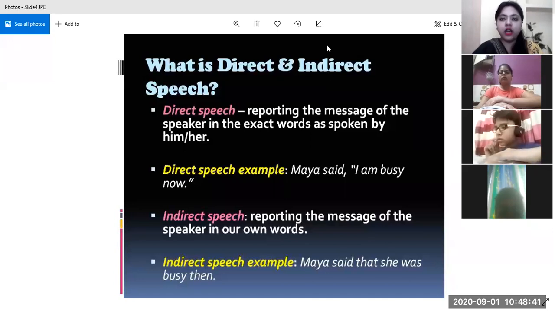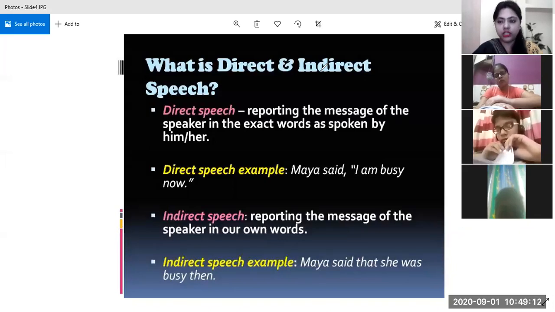Whenever you are asked to transform the sentence, this is the major portion of your question, which is asked in your board's exam also. Transformation of sentences comes. So you should keep in mind that whenever you are transforming a sentence, whether from active to passive or direct to indirect or any other kind of transformation, the meaning should not change. The meaning should remain unaffected. But again, you should know the different structures or different ways of writing the sentence.